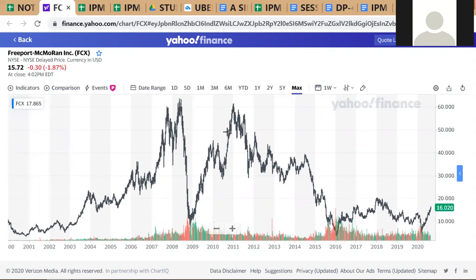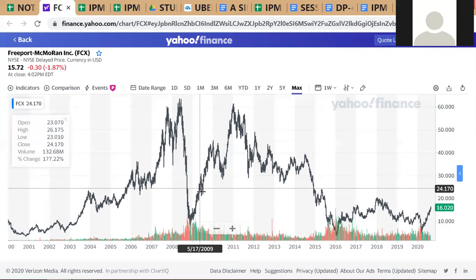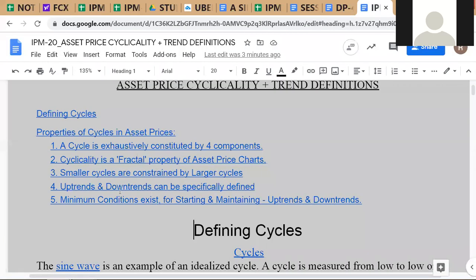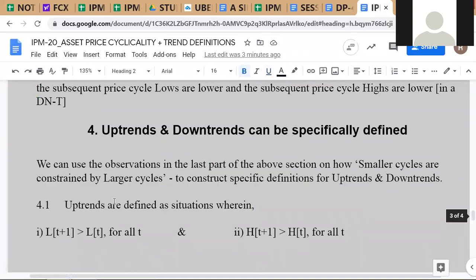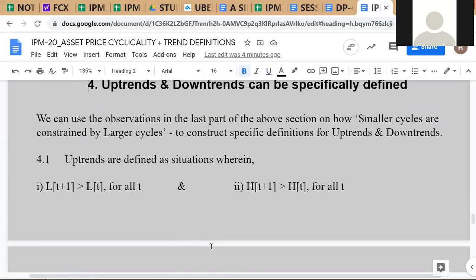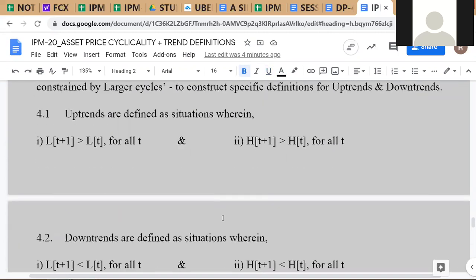And then from there we went on to a very important definition of cycles. This is where we went to, right? Uptrends and downtrends can be specifically defined. Again, as I said, you have to read all these parts. If you don't understand anything, or if you think something is not written clearly, you have to inform me, and then I will clarify and improve the writing. All right, again, this is all very technical, but it's very simple. I have to write it in a very specific way.